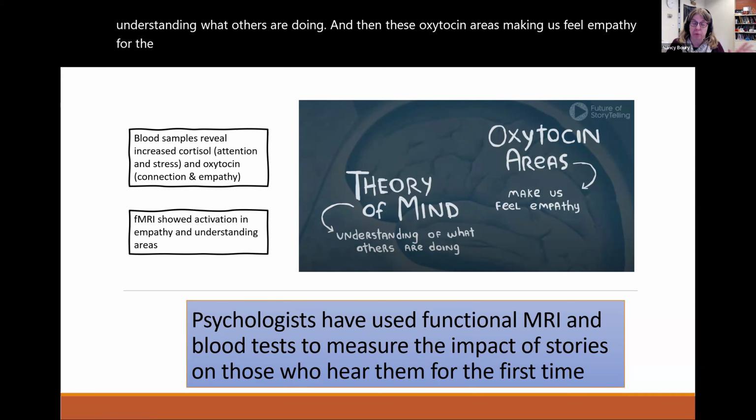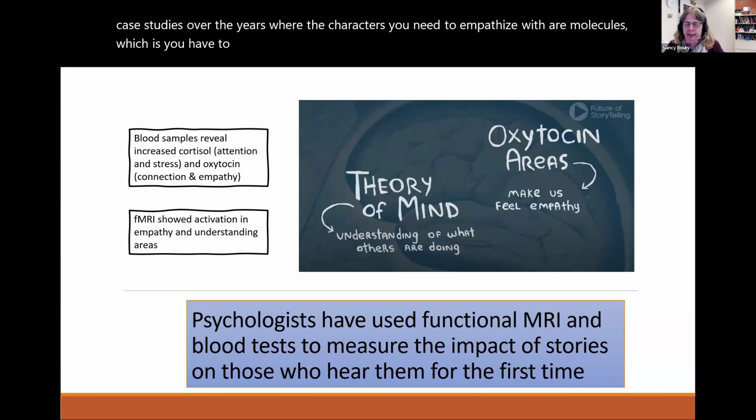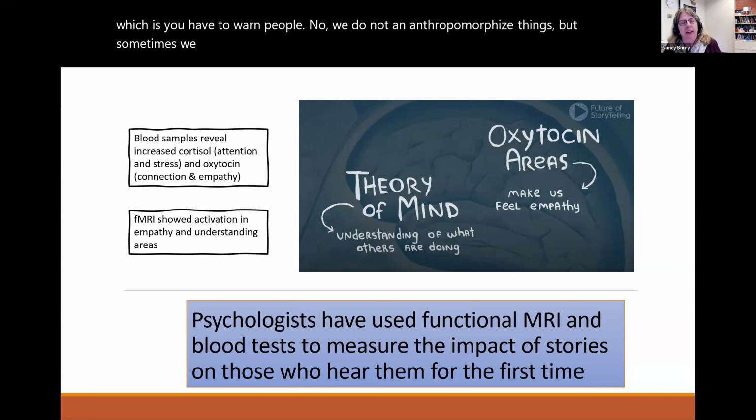And sometimes the characters are people, but I have seen and made a few case studies over the years where the characters you need to empathize with are molecules, which, you have to warn people, no, we do not anthropomorphize things, but sometimes we do for teaching.